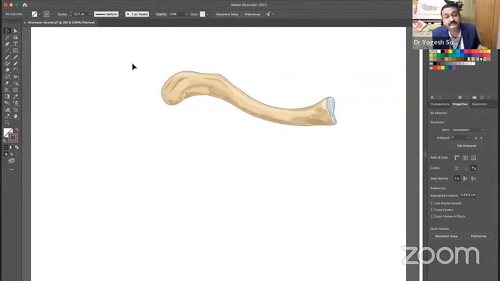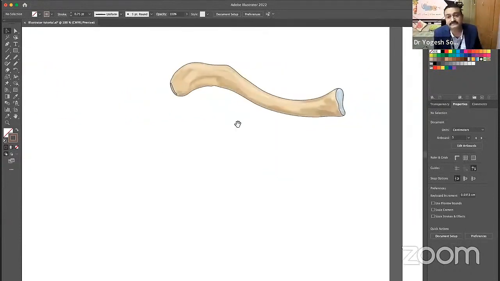I think this demonstration is sufficient because of the time lag. So this is the final output of the bone, what we are getting. We can go into further details also, but while giving the details, it depends for what purpose you are drawing these illustrations. I am drawing these illustrations for my book.